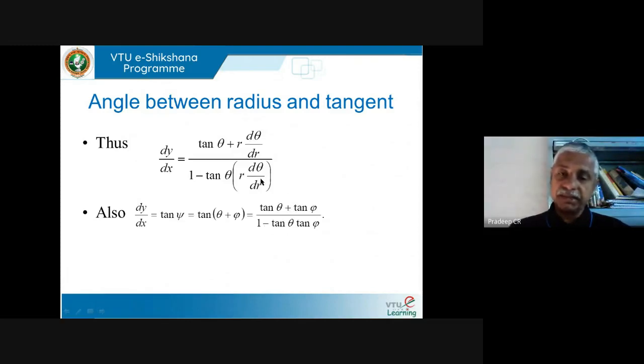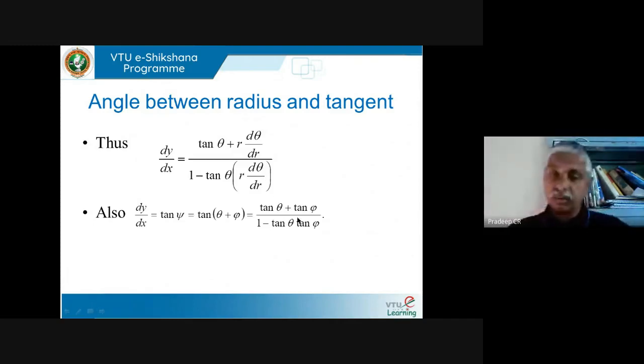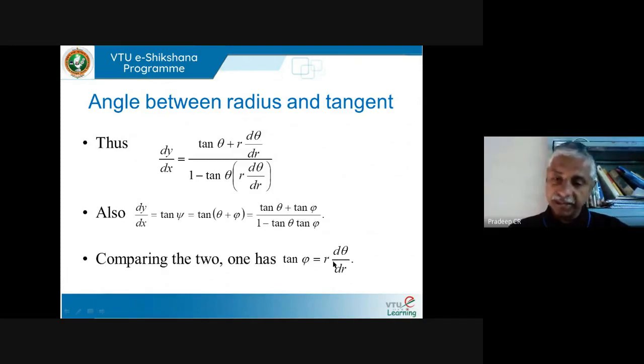When I compare these two expressions, I get that tan phi is equal to r d theta by dr. That is precisely what we are looking for. I want phi in terms of r and theta. So phi is tan inverse of r d theta by dr. But we don't have to say phi is tan inverse. If you just say tan phi is r d theta by dr, that is sufficient.